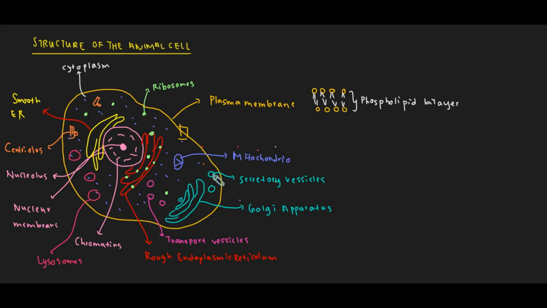And next we have the mitochondria. Mitochondria is the site of cellular respiration or generation of energy, and energy is produced in the form of ATP. And we have the lysosomes, which digest macromolecules and worn out organelles. And next, last but not least, we have the centrioles, which are imperative in the formation of spindle fibers.